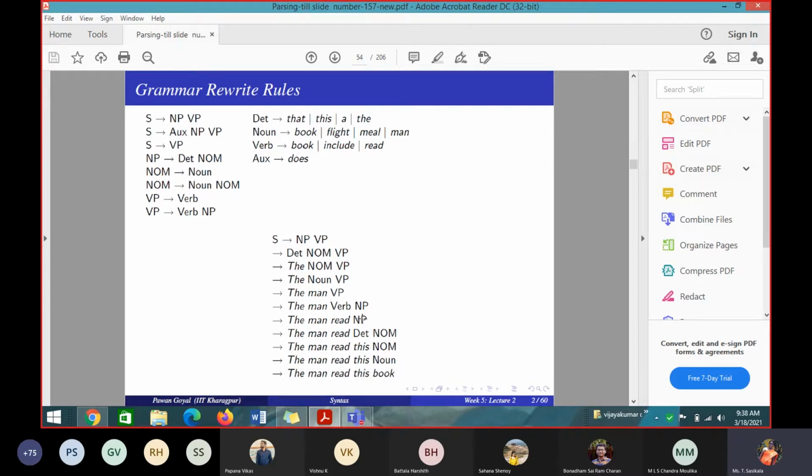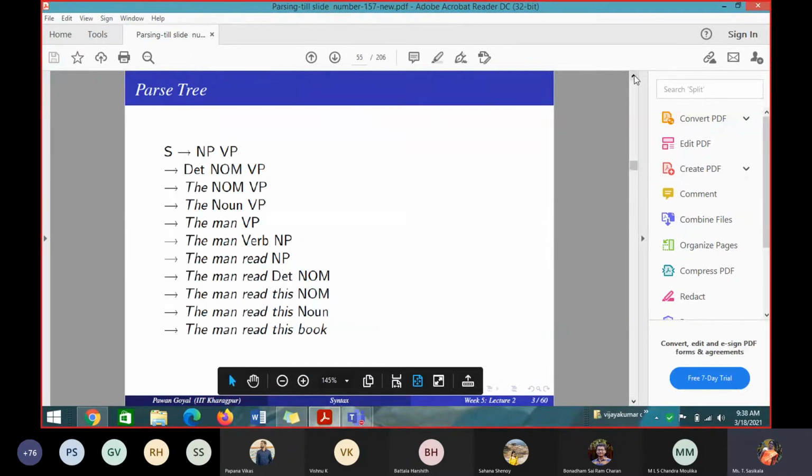Next, NP I am taking as NP gives determiner nominal. So determiner gives this and nominal I am keeping as such. Next, nominal I am changing to noun. Finally, I am getting the given sentence: The man read this book. So this is how I do the parse tree steps. For that, the parse tree is this one.